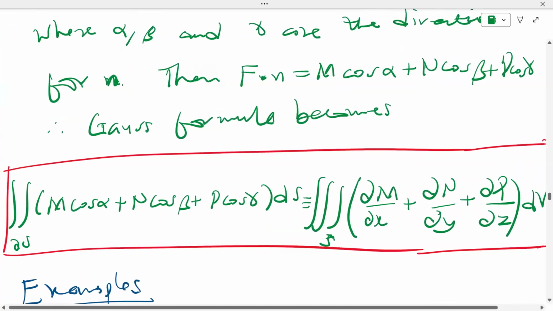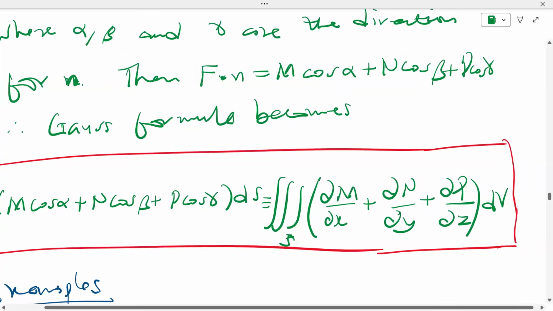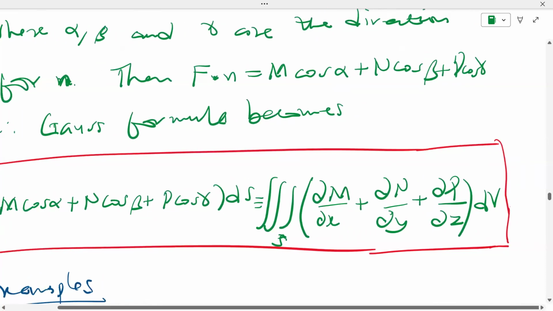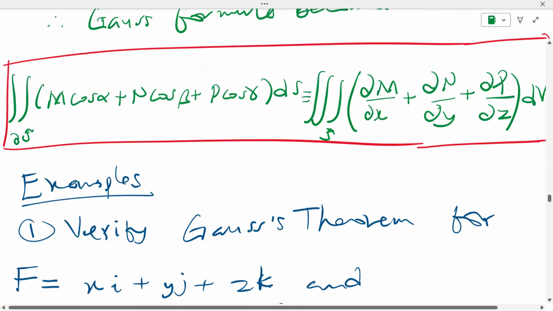Let's look at that. We have our del S, and that gives us the triple integral over S, which gives us the whole of this expression. So let's take note of that.